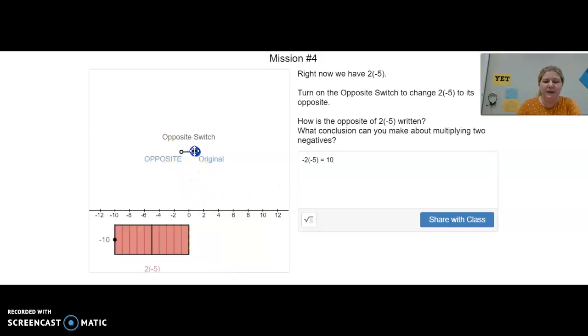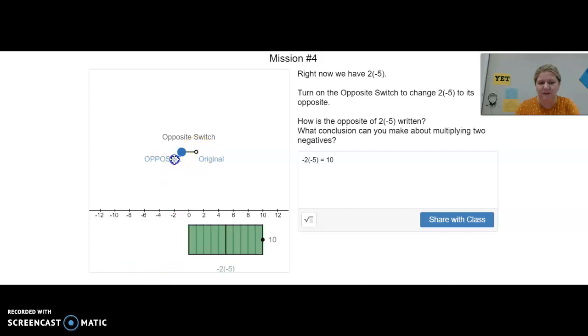So, let's look at that again. We've got 2 movements to the left, or 2 groups of negative 5, which gives us negative 10. But the opposite, so let's think, the opposite of negative 10 is 10, so the opposite of this should be 10. Let's see if it is. It is. Okay.